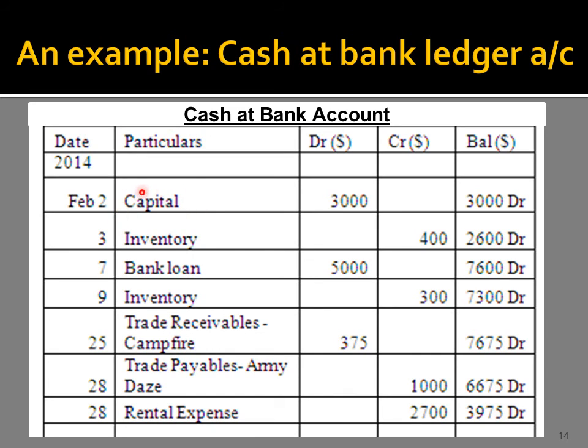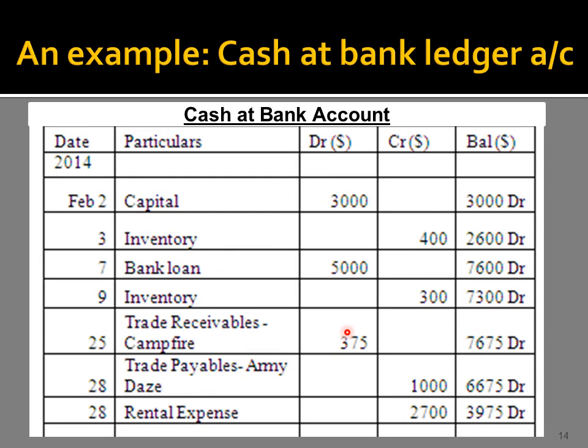If we look at the capital account here, we would know that it has something to do with owner's contribution. If we look at the bank loan in the particular section, we would know that the cash at bank account is debited by $5,000, and the reason is due to bank loan. So what it means is the business has taken a bank loan.